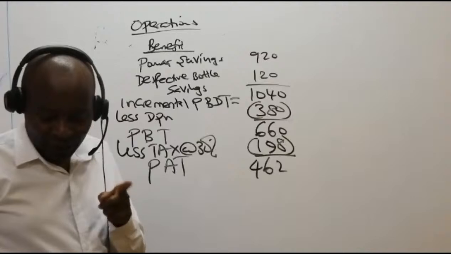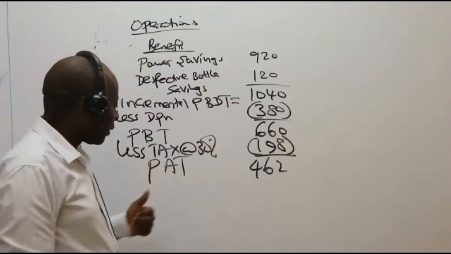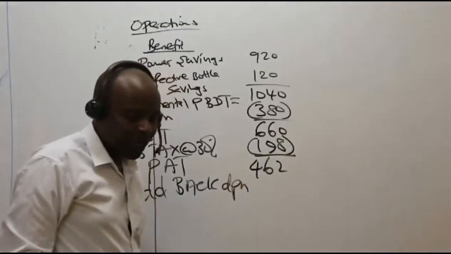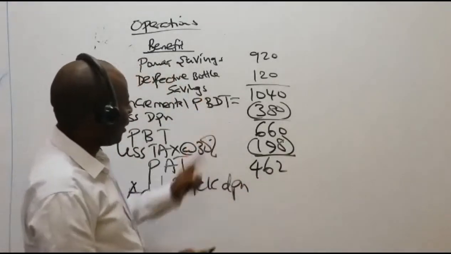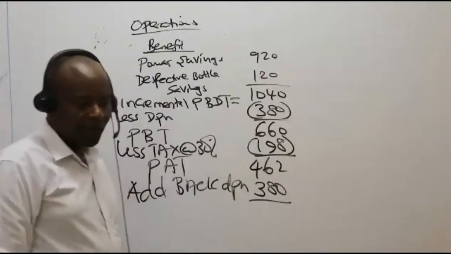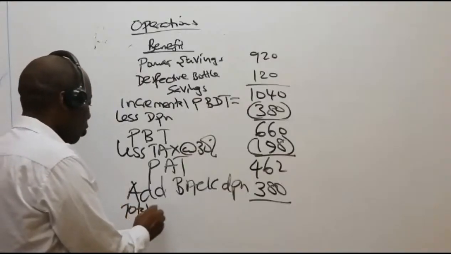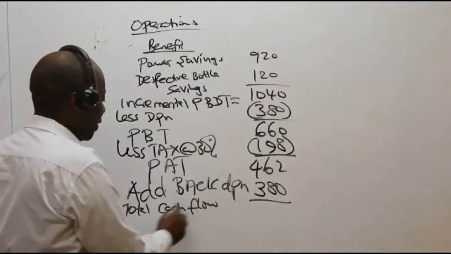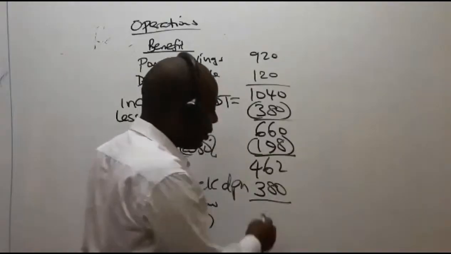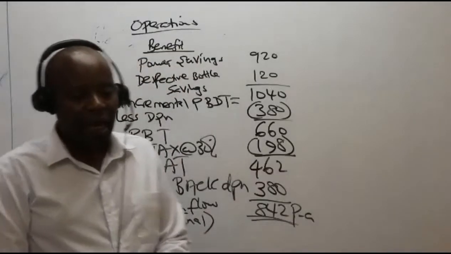Profit after taxation is 462. But because I want cash flows, I'll come and add back depreciation, my incremental depreciation of 380. So could you kindly give me the total cash flow, which is operational in nature? Somebody, 842. 842 per annum.